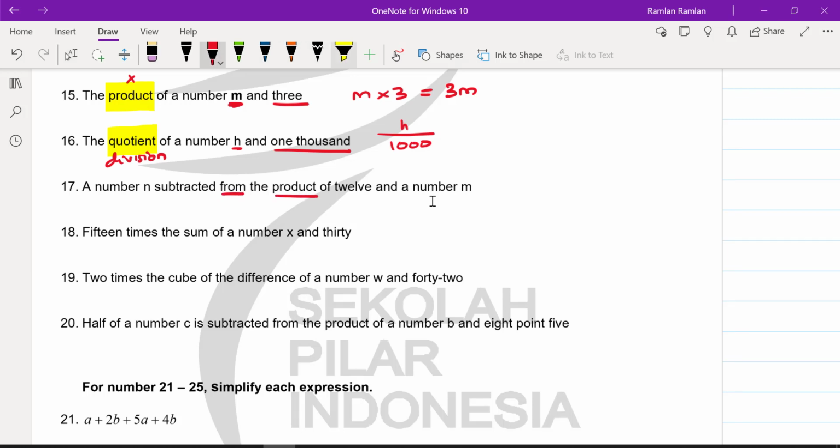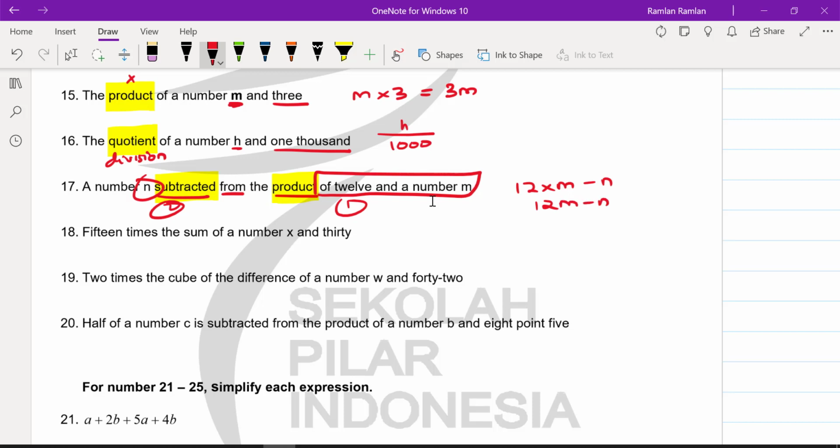So a number, right? We have subtraction and we have product. Most of the time you will see it from the back. So it's a number n subtracted from the product. You do the product first, and then you subtract it by the n, right? So the product of 12 and a number m, that will be 12 times m, right? And then subtracted by n. Remember that we don't need to write down the multiplication sign anymore. That'll be 12m minus n.